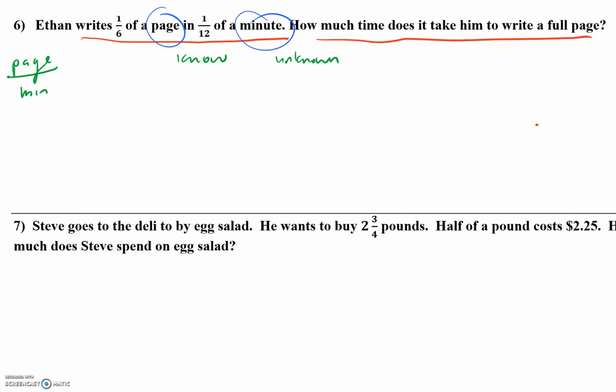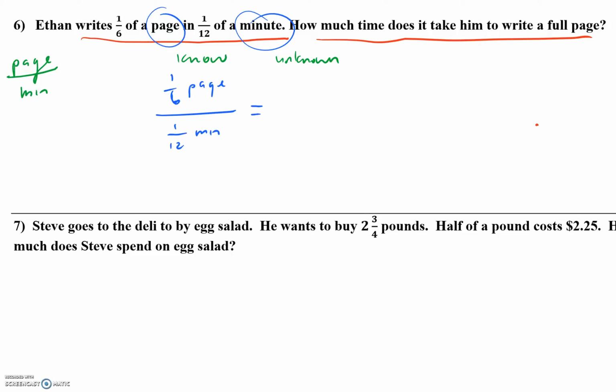Let's see what we know. Ethan writes 1/6 of a page in 1/12 of a minute. So I'm going to write that as 1/6 of a page in 1/12 of a minute. We can set that equal to something that we don't know.